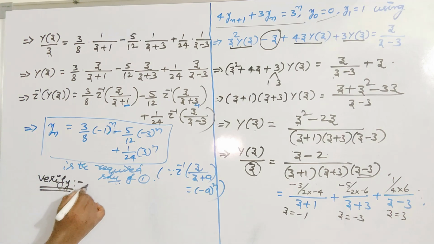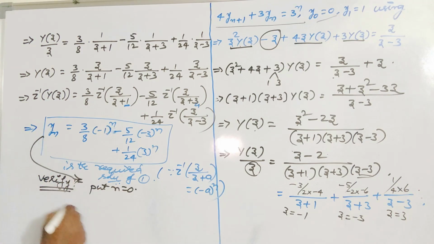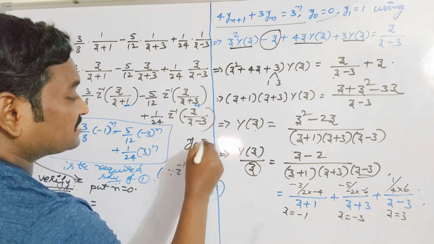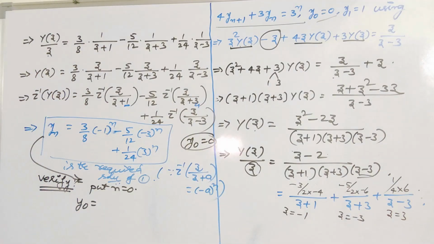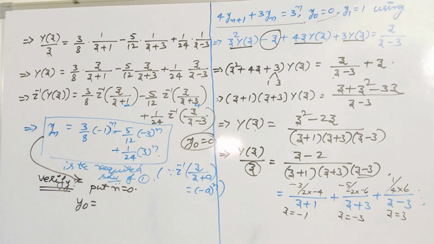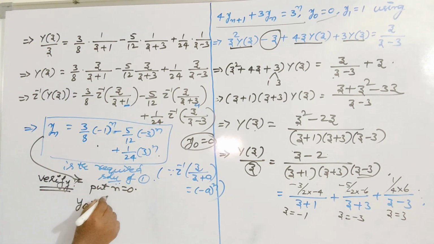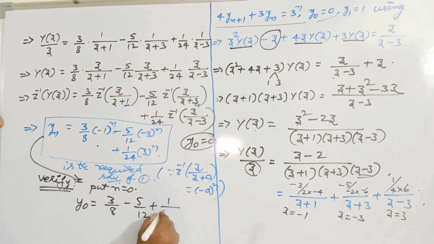It is better. Okay, replace n is equal to 0 in the above solution. You will get y naught. Already in the statement of the problem, y naught is given as 0. By using y naught is equal to 0 and y1 is equal to 1 conditions, we are getting this solution. That's why your solution should satisfy the given conditions. Okay, this is 3 by 8 minus 5 by 12 plus 1 by 24.